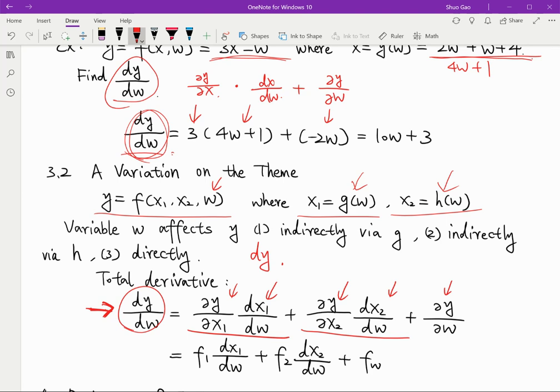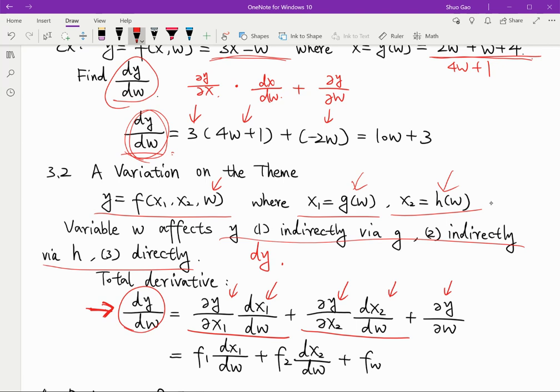So if we know how many ways w can affect y, you can still write out the formula like this, right? You don't need to write down dy as a long equation and then divide by dw on both sides. If you know how w can affect y, you can write this down at once, right? You don't need to write down the dy thing. So there are 3 ways.